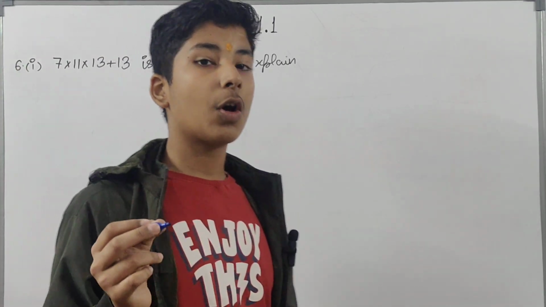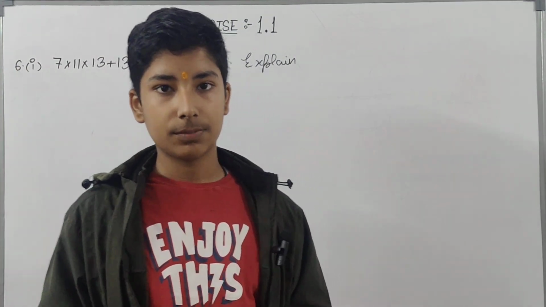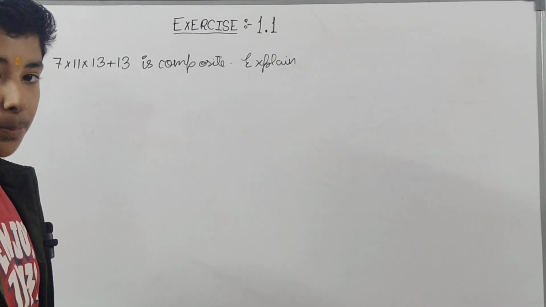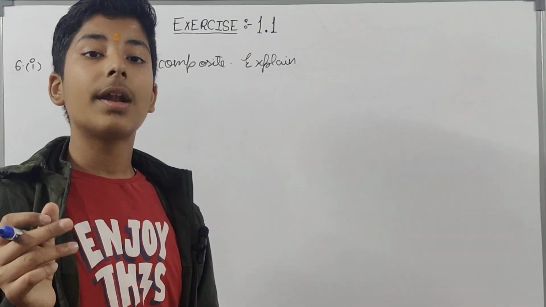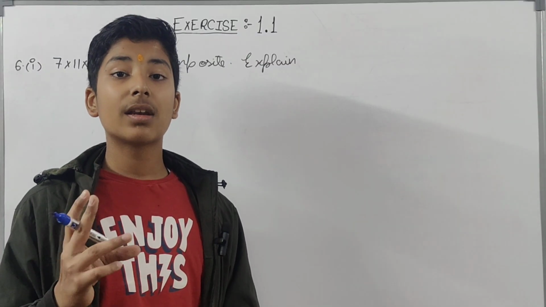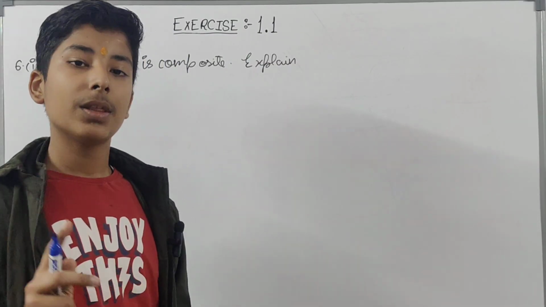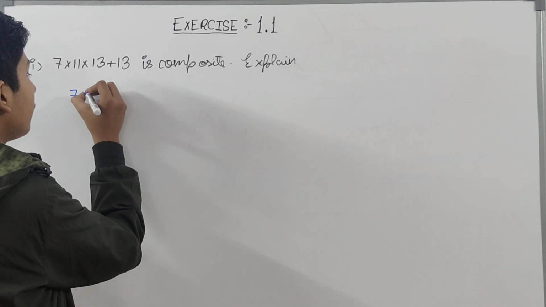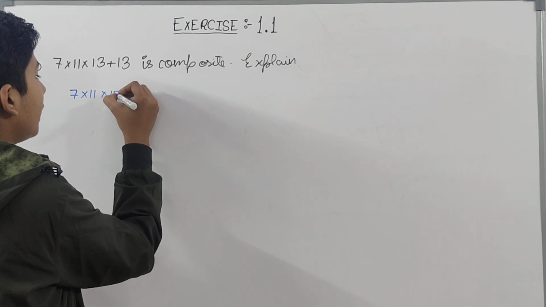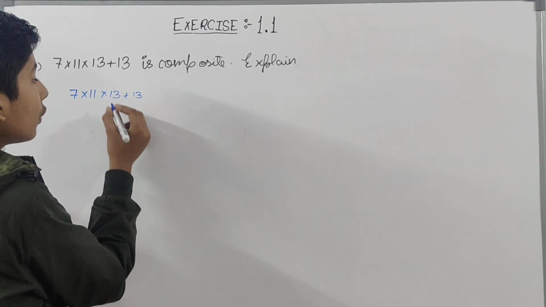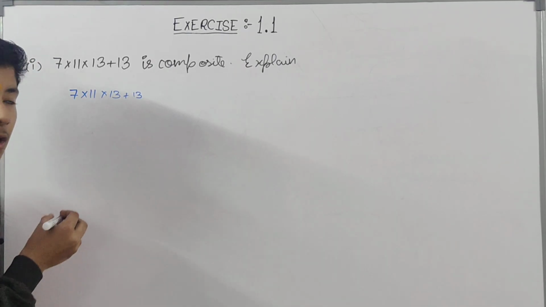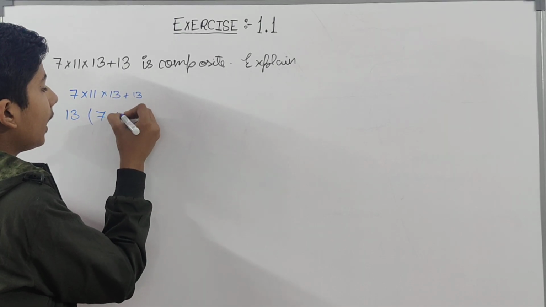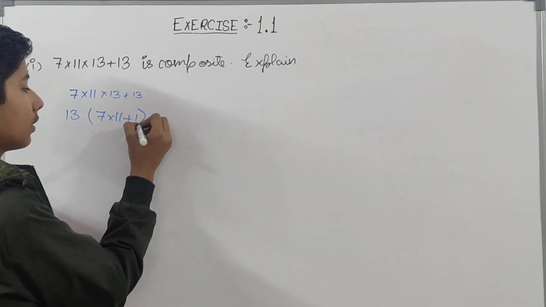Or more than two normal numbers which divide it. Prime factors are not necessarily important, but more than two numbers dividing it means more than two factors. So 7 into 11 into 13 plus 13. Here you can see 13 is common, so we'll take it common. 13 times (7 into 11 plus 1).